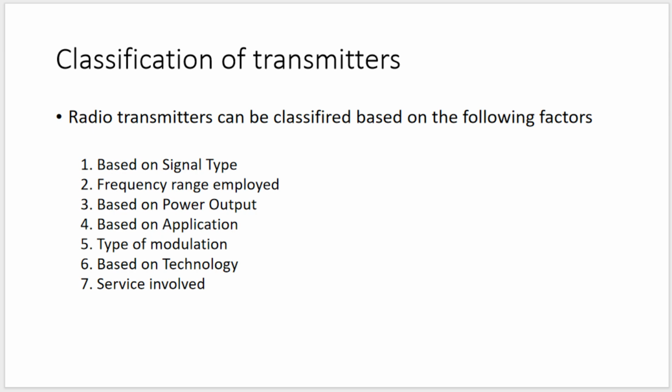Radio transmitters can be classified based on the following factors. One is based on signal type. Two is frequency range employed. Three is based on power output. Four is based on application. Five is type of modulation. Six is based on technology. And the last one is service involved. So we will go through each item together.